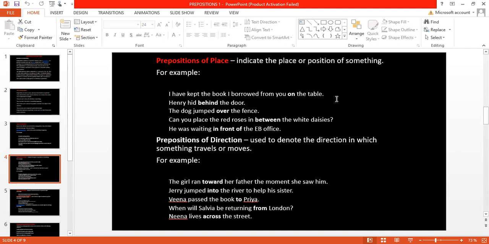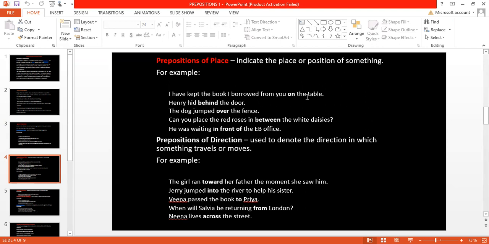Then you report to someone else, "I borrowed the book." The person who gave the book to you will now say, "I lent her the book. I lent him the book." So take note. Now, I have kept the book I borrowed on the table.